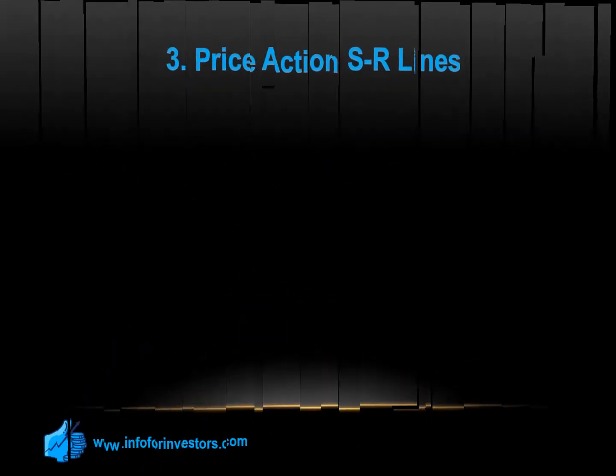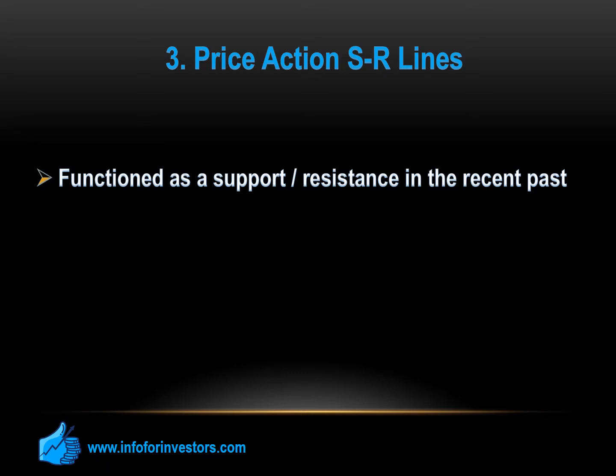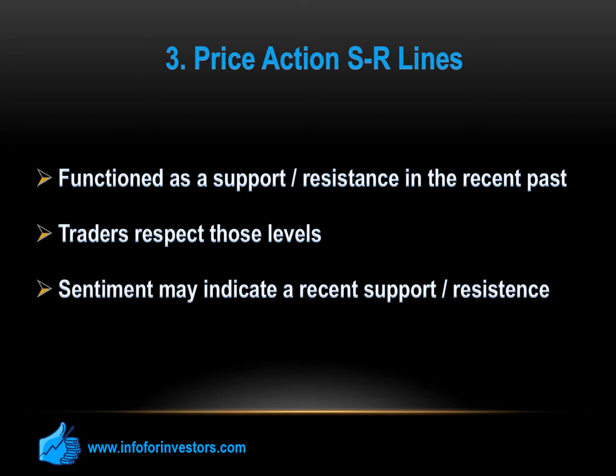The third way we can define support and resistance is by price action S&R lines. We can determine price action also according to where support and resistance occur. If a particular price level has functioned as a support or resistance level in the recent past, it is likely that traders will respect those levels when prices approach them, as the sentiment at the time may indicate a recent support as an oversold area or a recent resistance as an overbought area.